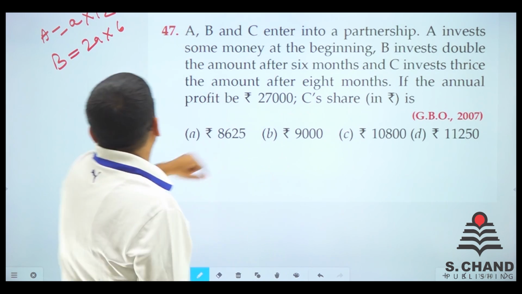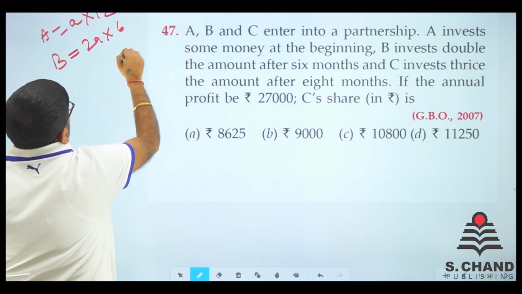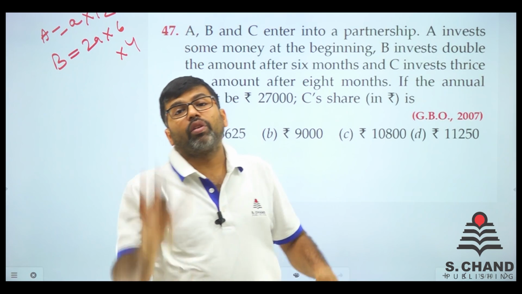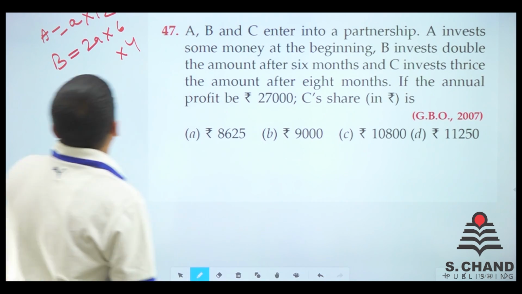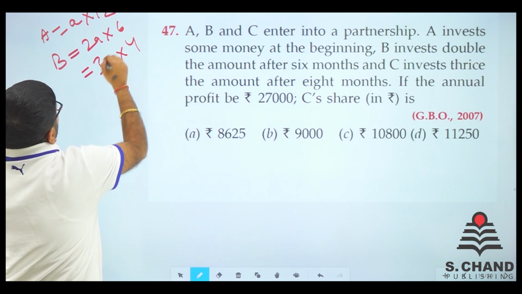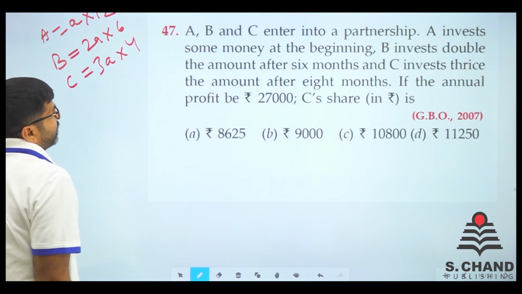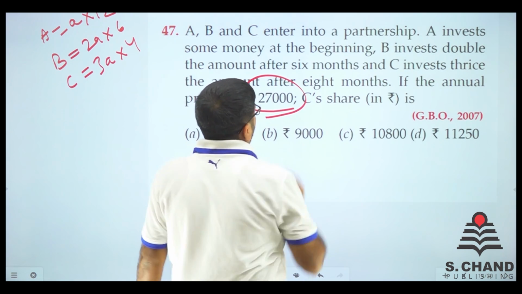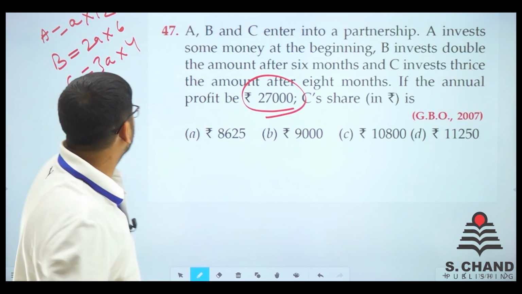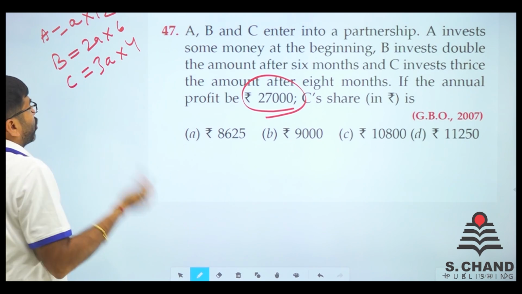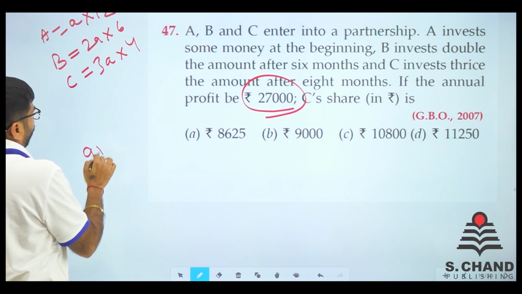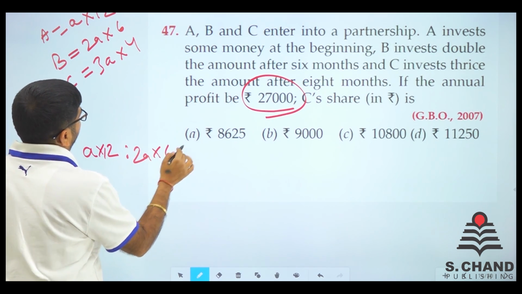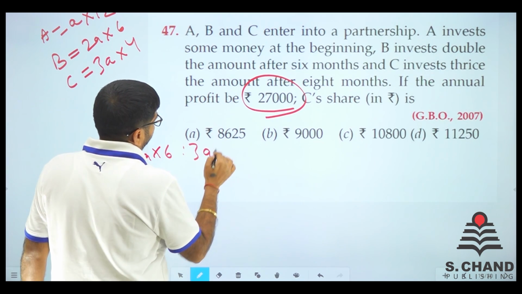And C after 8 months. So after 8 months, from 12, 8 months are gone, remaining 4 are there. So for 4 months, thrice the money. So 3A was invested by C. If the annual profit is 27,000, first find out their ratio. So the ratio will be A into 12, ratio 2A into 6, ratio 3A into 4.